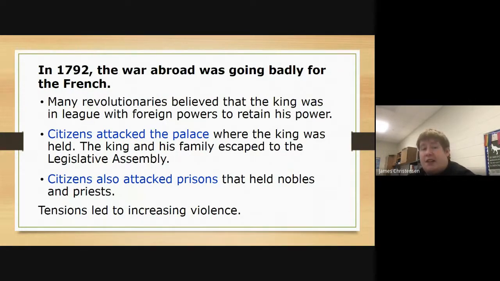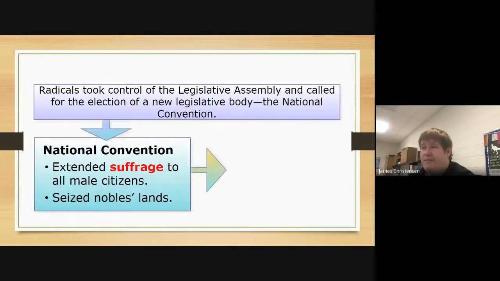In 1792, the war abroad was going badly for France. Many revolutionaries believed that the king was in league with foreign powers to retain his power. Citizens attacked the palace where the king was held. The king and his family escaped to the Legislative Assembly. The citizens also attacked prisons that held nobles and priests. Tensions led to increasing violence.